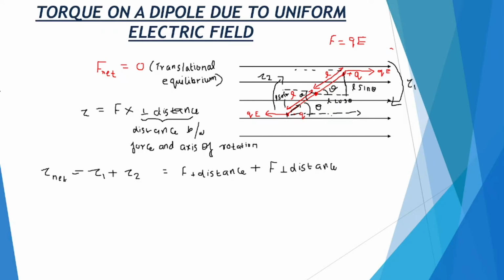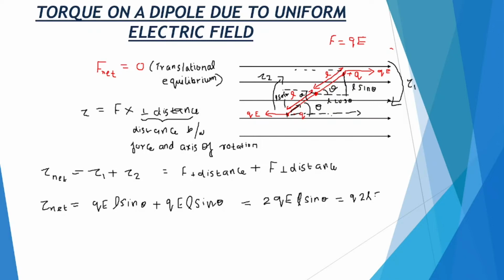So we get torque net is equal to F, QE, perpendicular distance is L sine theta, plus F is QE again, perpendicular distance is L sine theta. Okay, we can add both, so we get 2QE L sine theta. So we can again write it as Q 2L E sine theta.